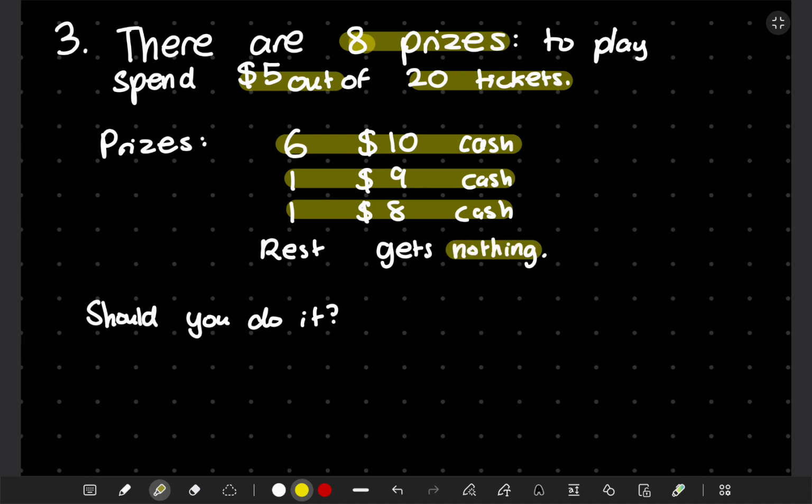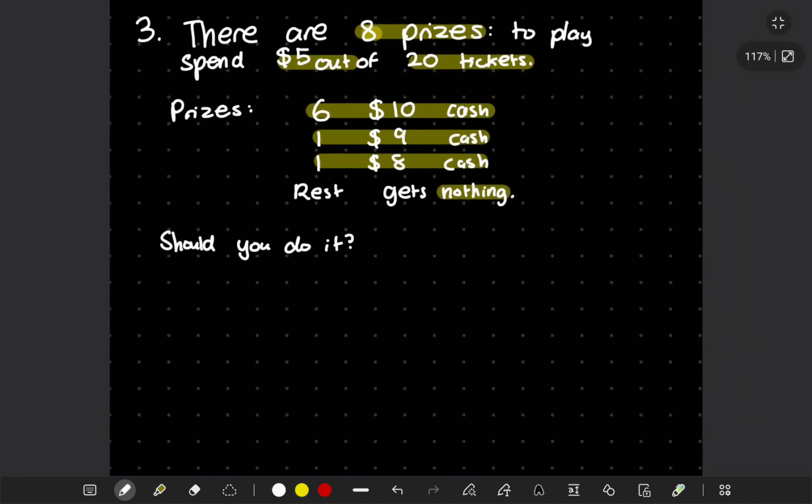Should you do it? So if you're looking at this problem, one thing to keep in mind with expected value is that you always create branches based on the prizes. The first one is the first branch. So if you look, it says 6 get $10 in cash. So I'm going to even label that as number 1. That's the first branch.